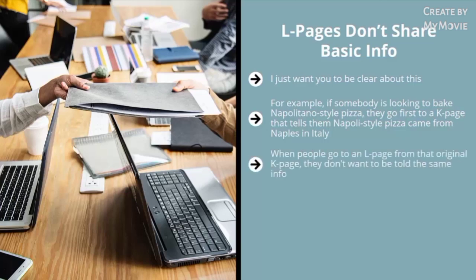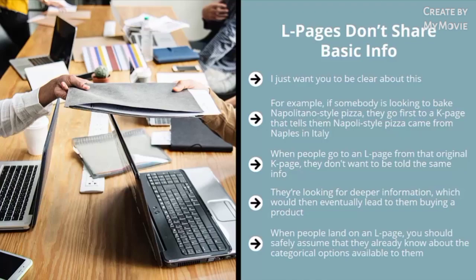When people go to an L page from that original K page, they don't want to be told the same info. They already know the background. Now they want specifics, like how not to burn their Neapolitan pizza too much. What kind of ovens are available to produce the very best Neapolitan-style pizza? You get the point. They're looking for deeper information, which would then eventually lead them to buying a product. They have deeper needs at this point. Don't waste their time by rehashing basics or intro. It just erodes your credibility and authority.